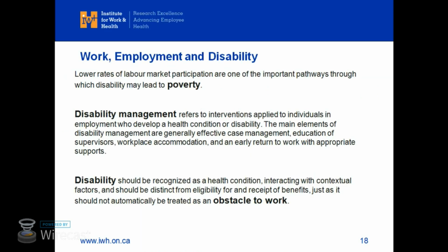Okay, so we know that people, especially if they are disabled and not participating, are likely to become poor. Disability management is one of the interventions that work for integration, and effective disability management includes case management, education of supervisors, workplace accommodation, and early return to work with appropriate supports. And disability should not be an obstacle to work.